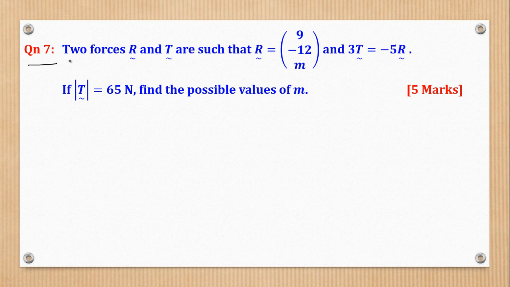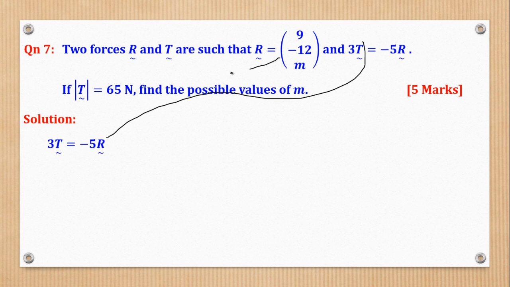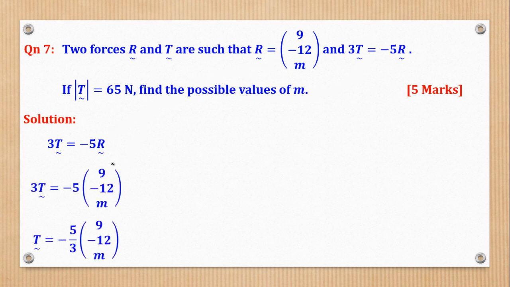Then question 7. Two forces R and T are such that this is equal to this, and 3T is equal to negative 5R. If magnitude of T is equal to 65, find the possible values of M. So first of all, this is what we are given, and we are given R, so substitute for R. Then make T the subject. After that, you can get the magnitude and equate to 65.